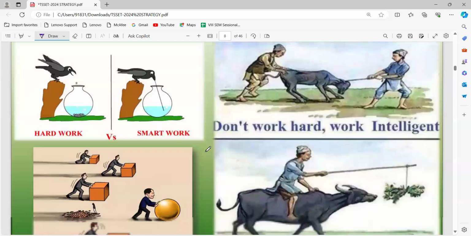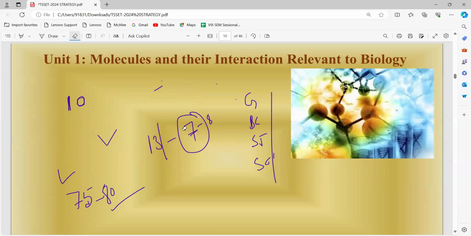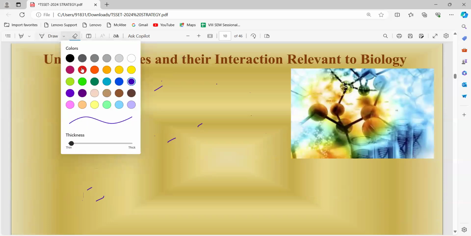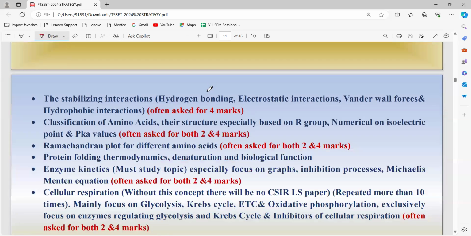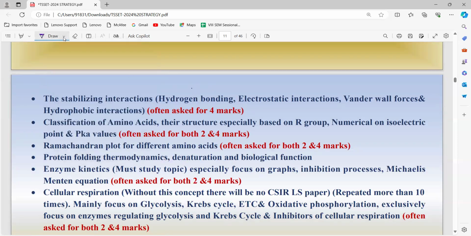So now all the students, focus and listen to me very carefully. It is very important to know what the most important topics are in every single unit. When you know the most important topics, it is extremely easy to read as well. So friends, all the students, listen.